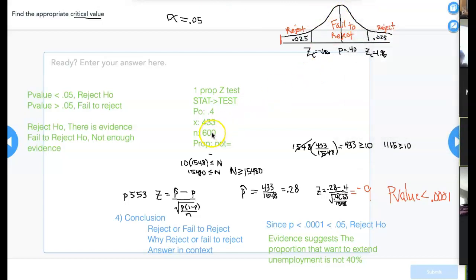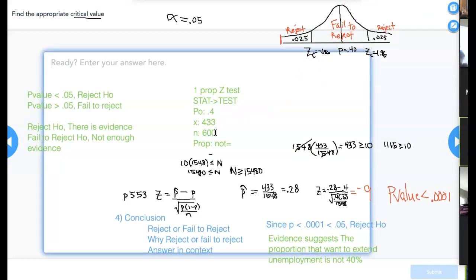Oh, I said 1548 and I wrote 600. Good catch right there. Sorry about that. This is a wrong number. I put 1548 in my calculator. Why did I say 600? 1548 was the sample size. Yeah, it's 1548. I'm not sure why I did that.